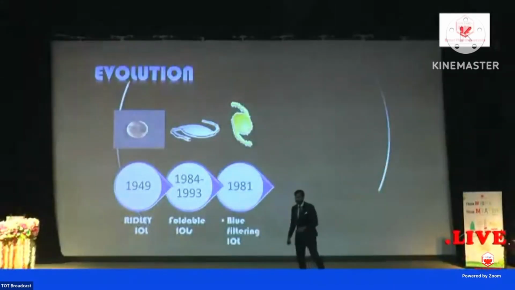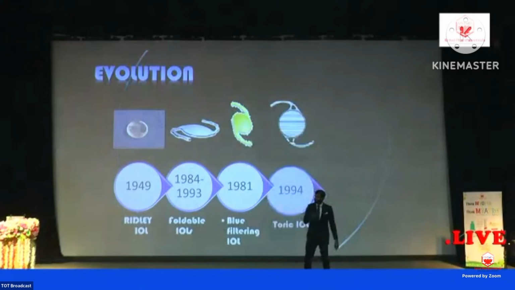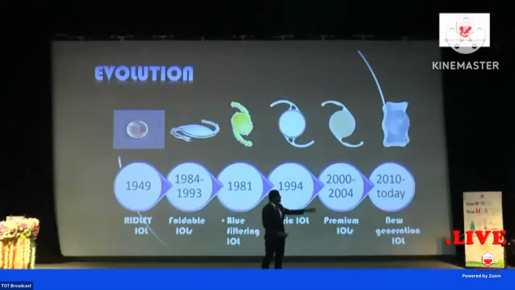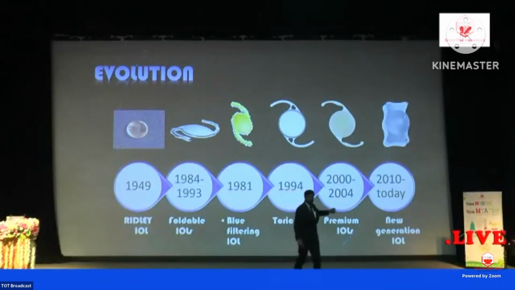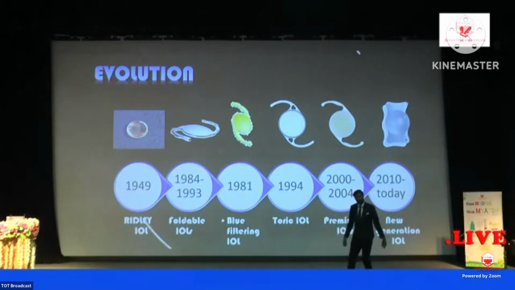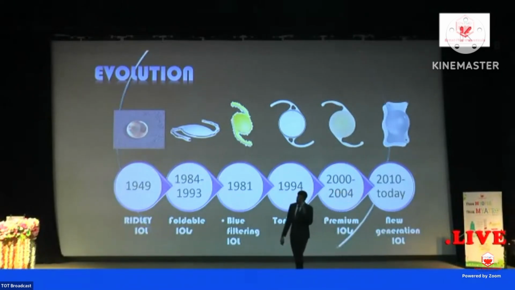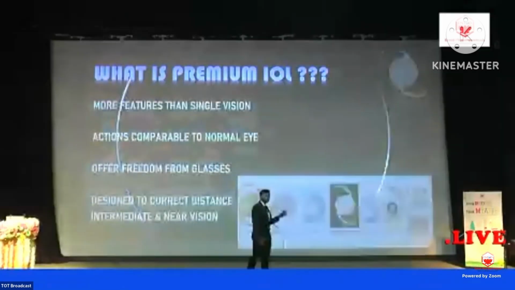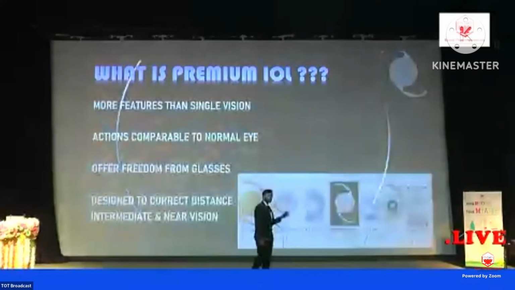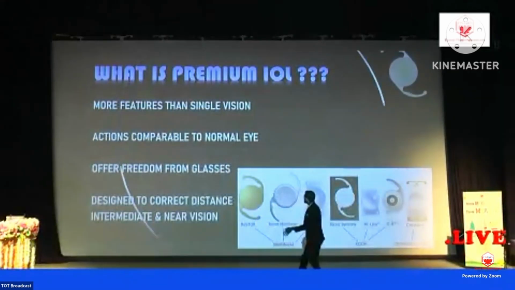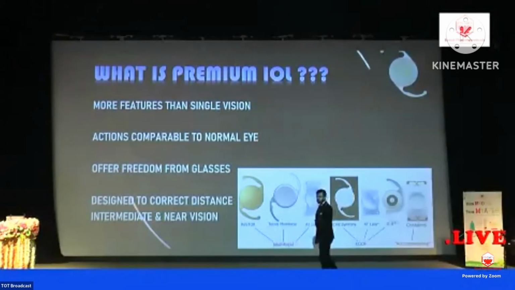As an ophthalmologist, I am definitely proud of this development, starting from Ridley's intraocular lenses of 1949 to the premium IOLs and the new generation IOLs till date. So what do humans need? They need a clear vision and obviously a spectacle-free life. For that, these premium lenses are the ones which can do that function with a little bit of cost factor.